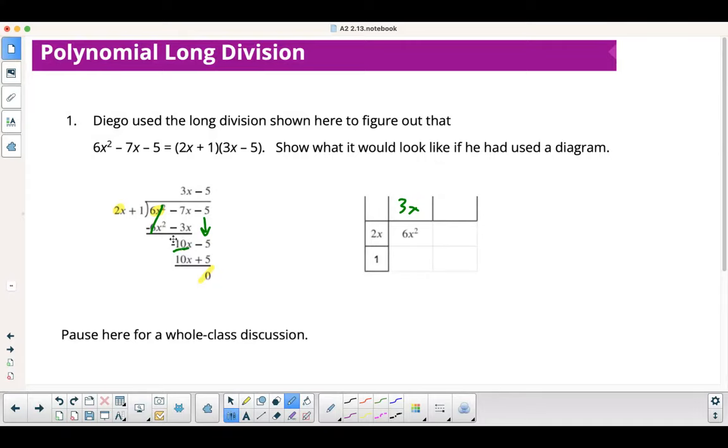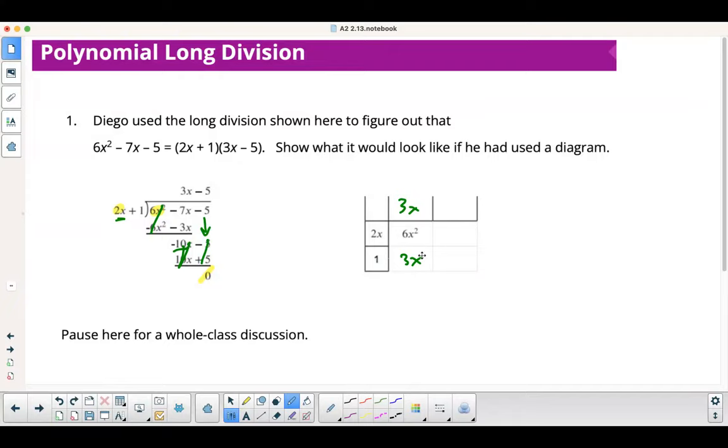I'm only looking at the negative 10x and the 2x now. 2x times what gives me negative 10x? Well, that would be negative 5. And I multiply negative 5 times this whole binomial, which gives me negative 10x minus 5, but then I have to subtract. So I end up with two negatives on the 10x and two negatives over here on the 5. So they both become positive. Those cancel out. Those cancel out. There's my remainder.